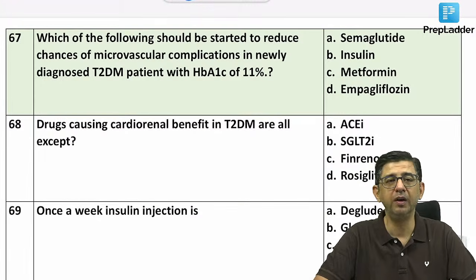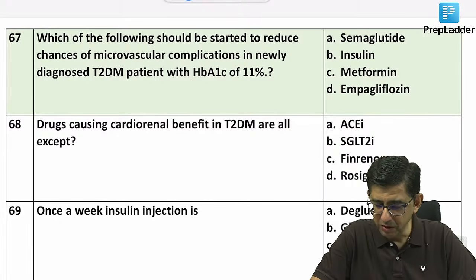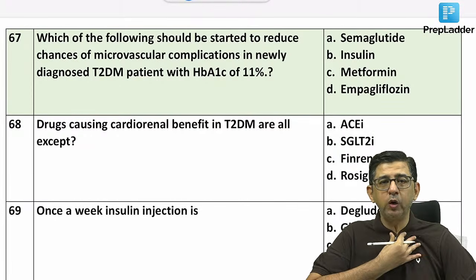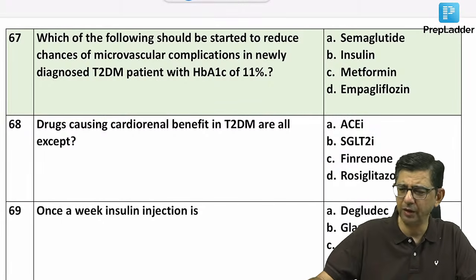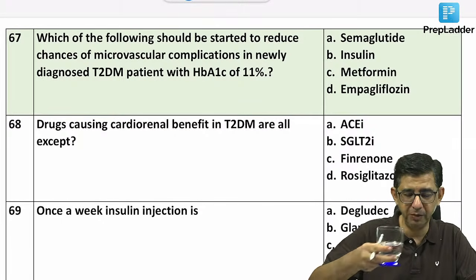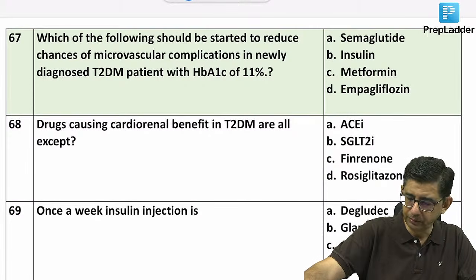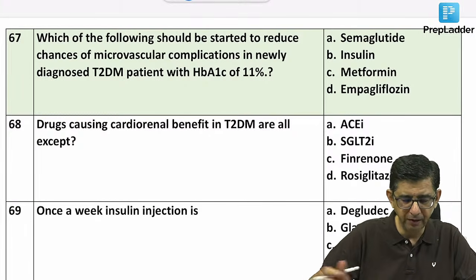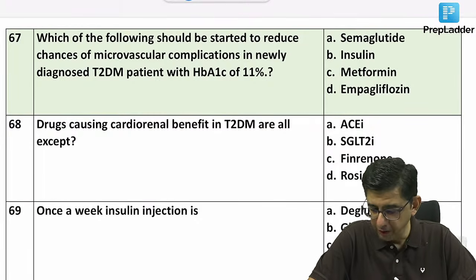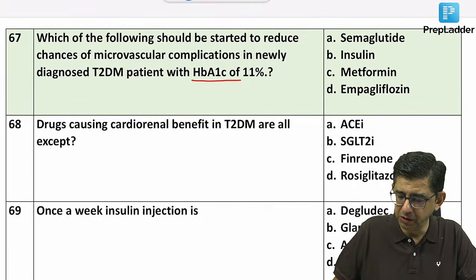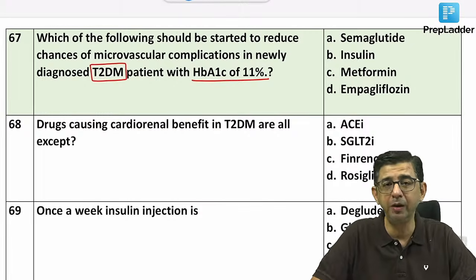Okay, let's have comments from you guys. What is the best drug to be started to reduce the microvascular complications in a newly diagnosed case of diabetes mellitus? The HbA1c is super elevated, 11%. Yes, I've had a couple of answers. Very good. The patient has an HbA1c of 11%, is a known case of type 2 diabetes mellitus. You have to start treatment of this patient.